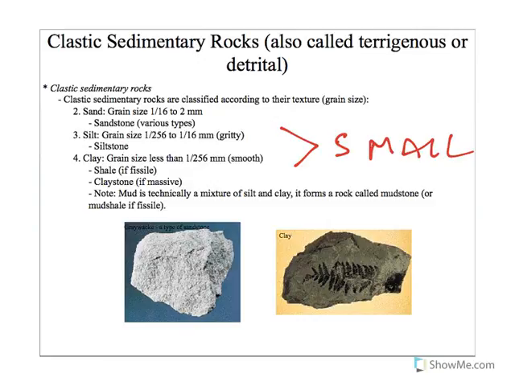So the best way to tell these 2 grain sizes apart from each other is, in all honesty, to lick the grains. If you lick the rock and it feels a little gritty in your teeth, it's silt size. If you lick it and you don't feel any grit, that means that the particles are too small, and that's what we call clay. We're going to talk more about these individual different rock types when we get to the next chapter.